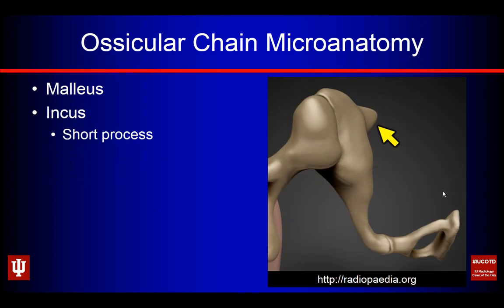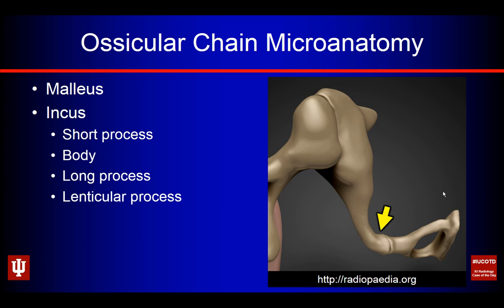The incus, as I mentioned before, has a short process. That's the ice cream cone that we see on axial CT imaging. It also has a body and a long process that heads south, coursing through the mesotympanum. And then it takes a little curve. There's a little curvature at the tip here, and that's our lenticular process. And that lenticular process is where we have the incudostapedial joint.